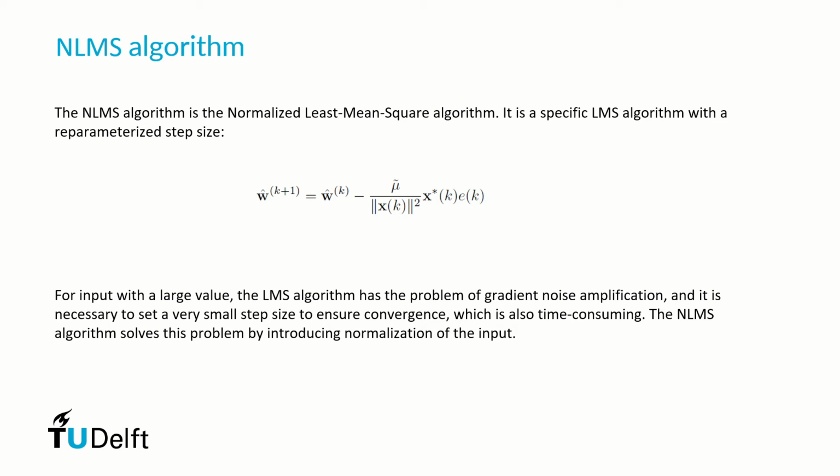Another method is the NLMS algorithm, which is also called the normalized least mean square algorithm. It is an improved LMS by using the normalization, which means using a reparameterized step size. For input with large value, the LMS algorithm has a problem of gradient noise amplification, and it is necessary to set a very small step size to ensure convergence, which is also time-consuming. The NLMS algorithm solves the problem by introducing normalization of the input.